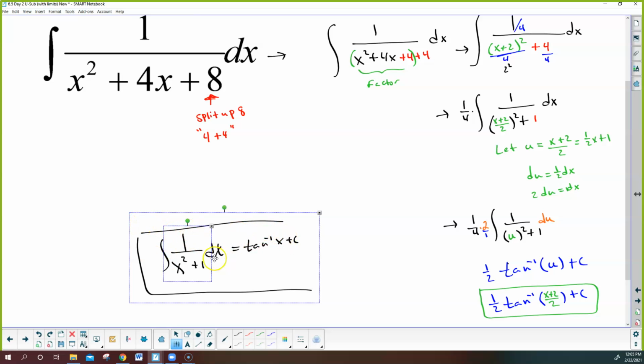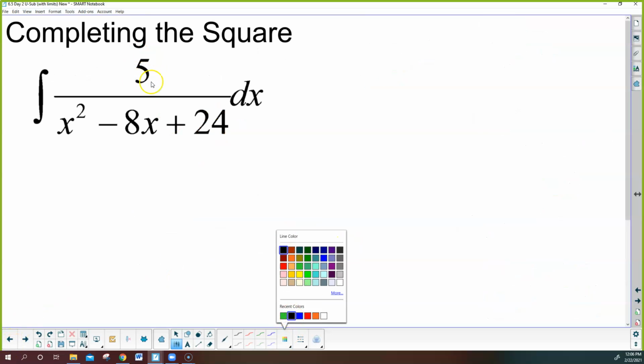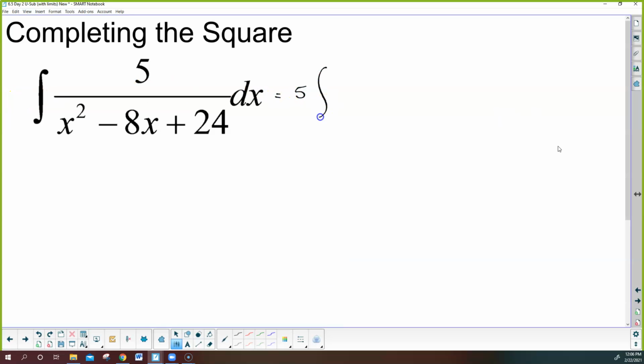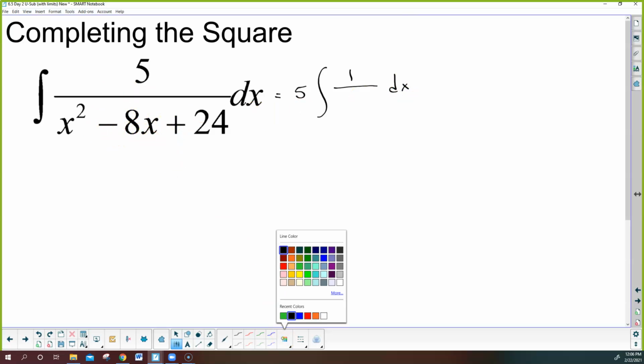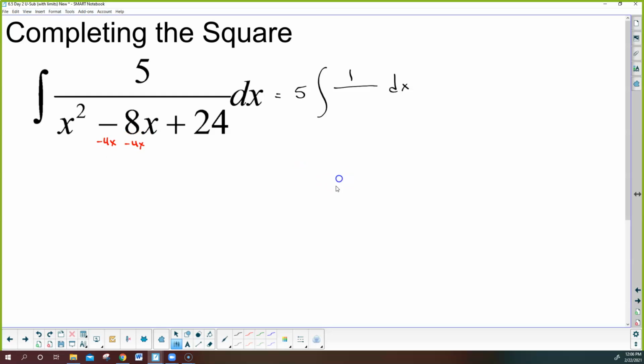And it was all based off of this rule from down here. Okay, first thing, I don't love the 5. So I'm going to push the 5 to the outside, and that way I have a 1 over something. Now here, I want this to be a perfect square. So I want to think, well, wait a minute. Isn't this the same as negative 4x and negative 4x? And if those are multiplied together, couldn't I get 24 to be a 16 somehow?